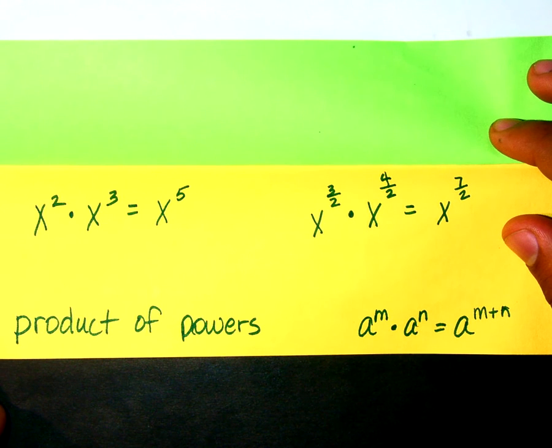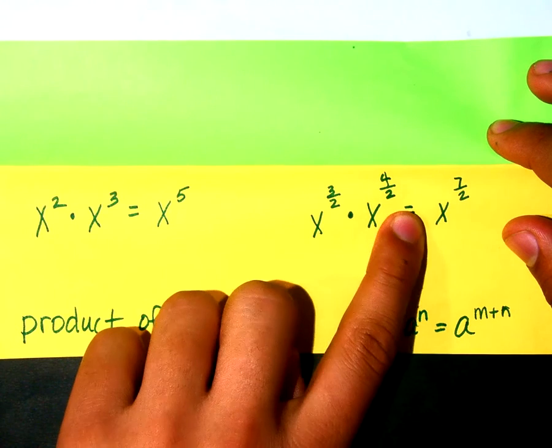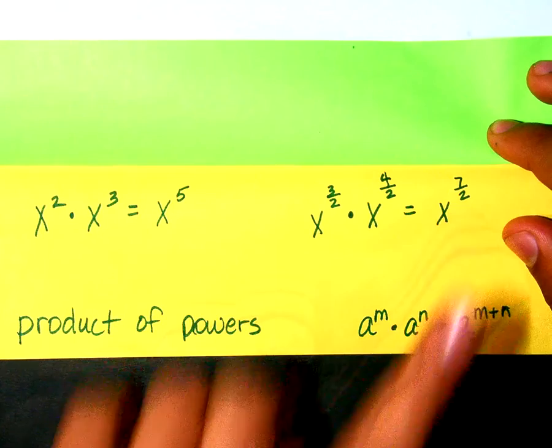So the same thing works with rational exponents, or fractions, as our exponents. So x to the 3 halves times x to the 4 halves, we can just add those two together. They have the same denominator. Okay, so 3 plus 4 is 7.